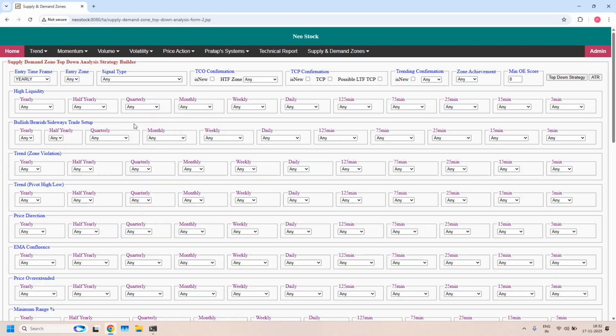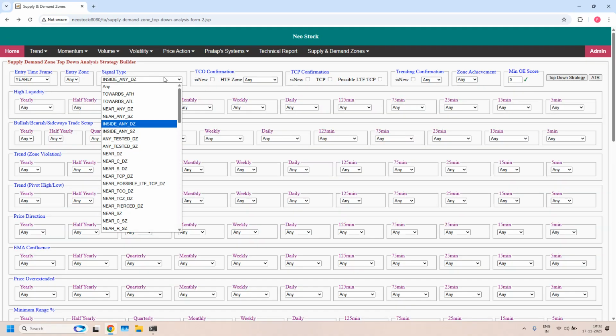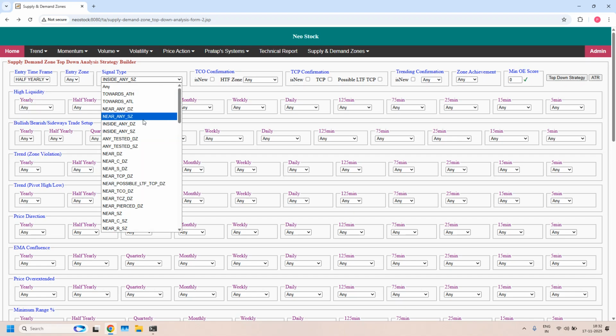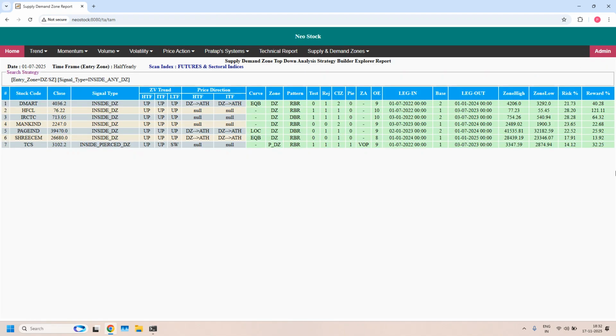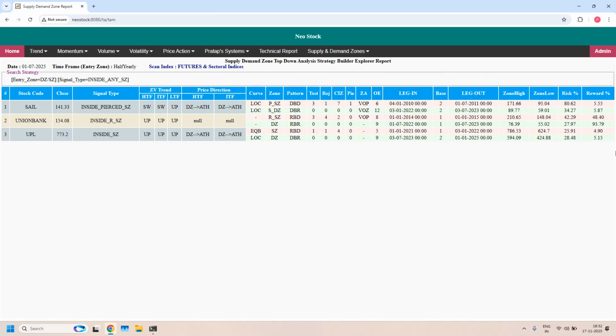Price closed inside the yearly demand zone. We got 3 stocks. Next, price closed inside the yearly supply zone. No stocks. Next, half yearly time frame. Price closed inside half yearly demand zone. We got 7 stocks. Next, price closed inside the half yearly supply zone. We got 3 stocks.